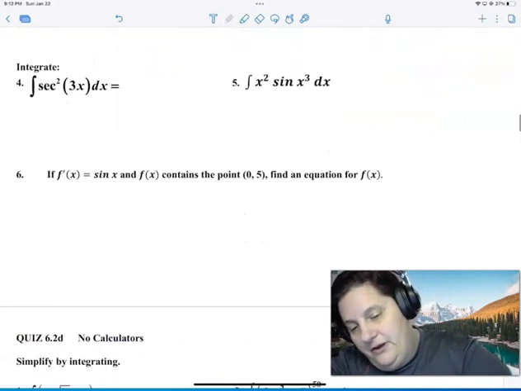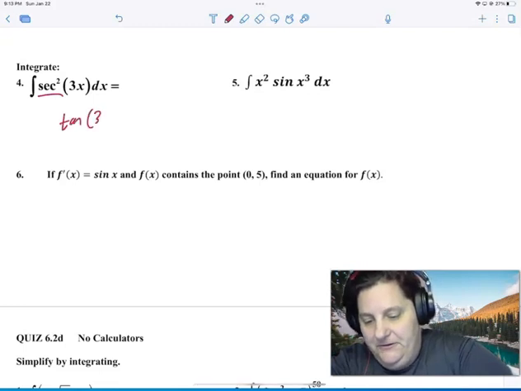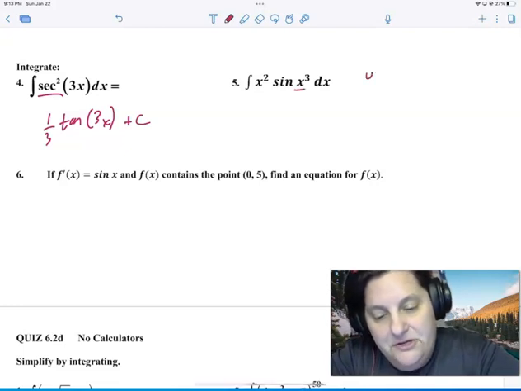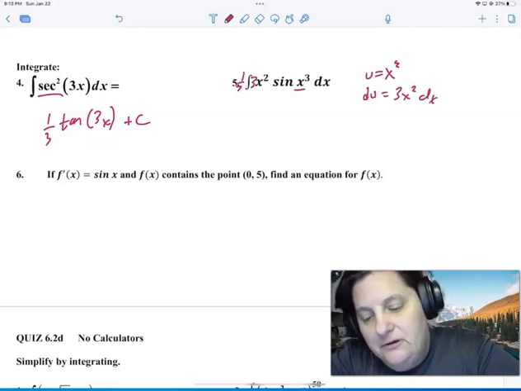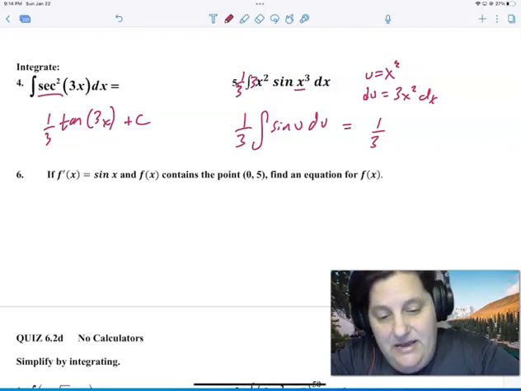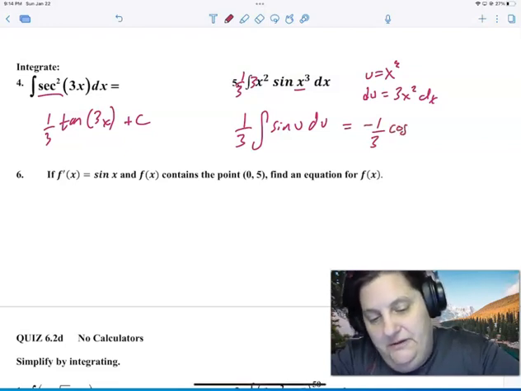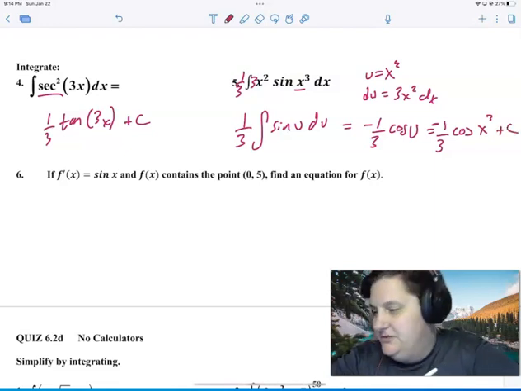Okay, now we're integrating over here. It's an easy one because the integral of secant squared is tangent, but I got to do a reverse chain rule. This is a u sub, so that's 3x squared dx. So I get 1/3 sine u du. The integral of sine is negative cosine. And so this is negative 1/3 cosine x to the third plus c.